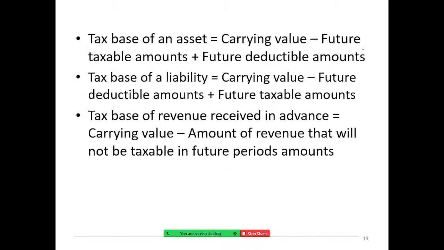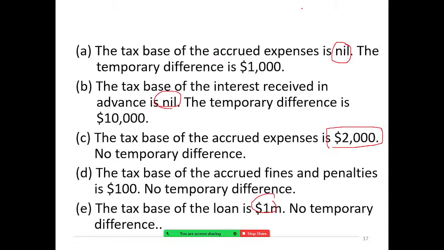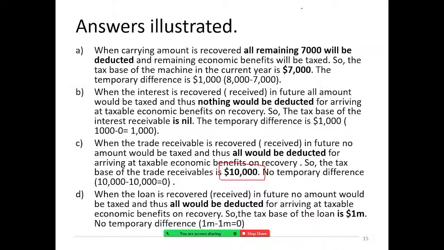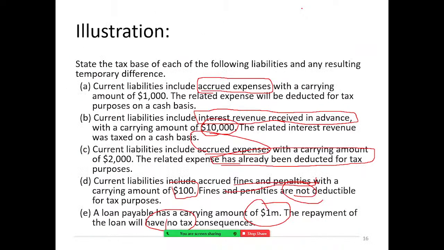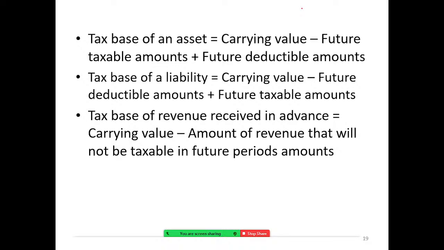So these are the things. This is the final formula. You can try on this also. I have given how many examples? 4 plus 5, so 9 examples. You can apply these formulas. So the tax base of an asset: this is the formula, carrying value minus future taxable amount plus future deductible amount.